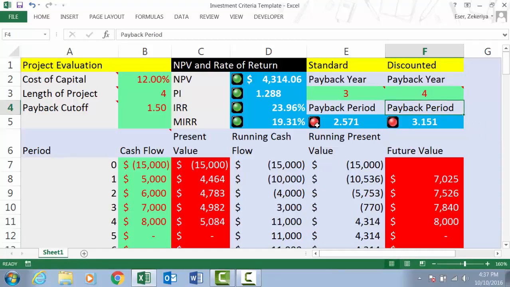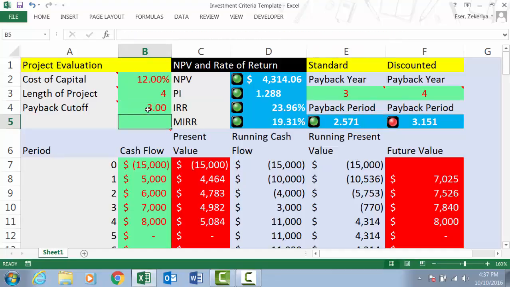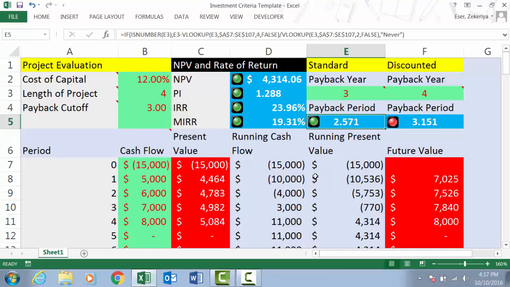The red traffic lights mean, according to the criteria, you should not accept this project. Payback cutoff period is 1.5. Since it pays back in 2.57 years, we don't accept it. If it was 3 years, that was going to be a green light.